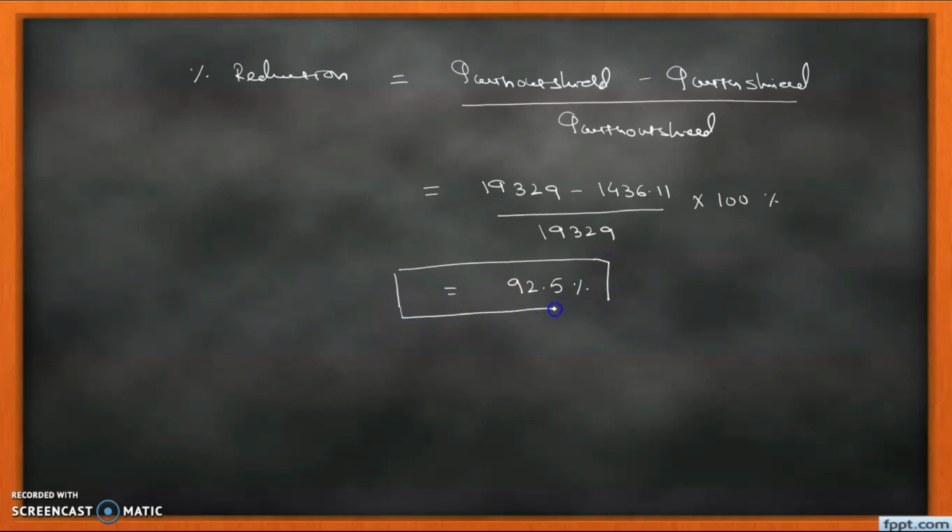By putting down this radiation shield having an emissivity of 0.05 in between the two plates, we can reduce the rate of heat transfer up to 92.5 percentage. So this is our final answer.